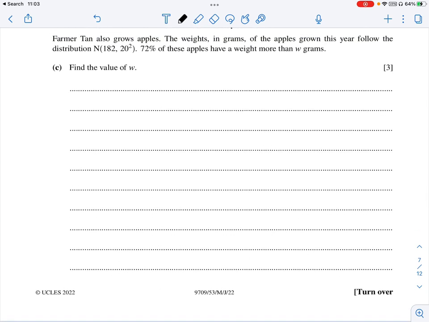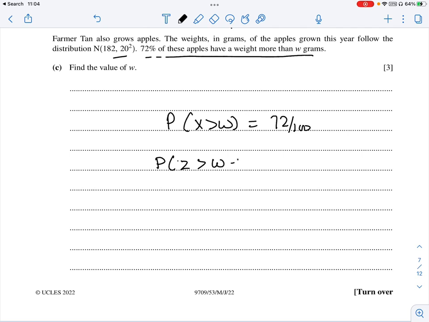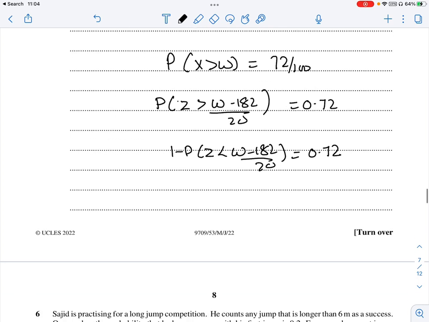Next, Farmer Tan also grows apples. The weights in grams of the apples follow the normal distribution. 72% are more than W grams. So probability of X greater than W equals 72%. So probability of Z greater than W minus 182 divided by 20 equals 0.72. Convert greater than to less than: probability of Z less than W minus 182 upon 20 equals 0.28.